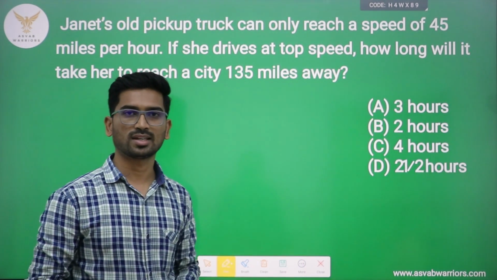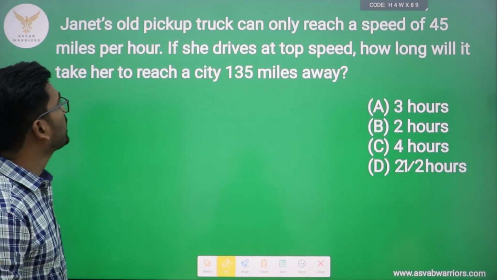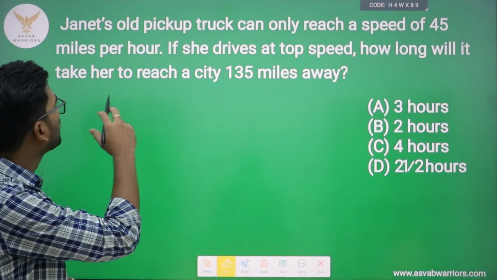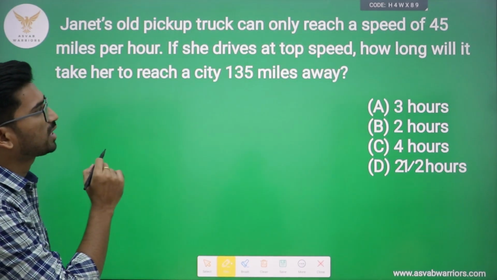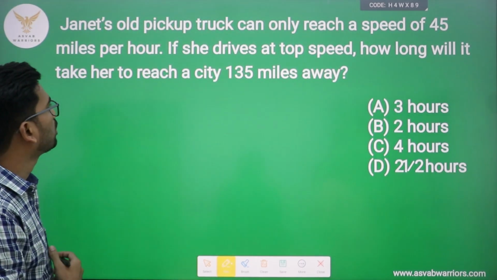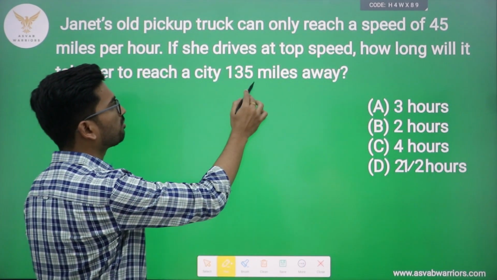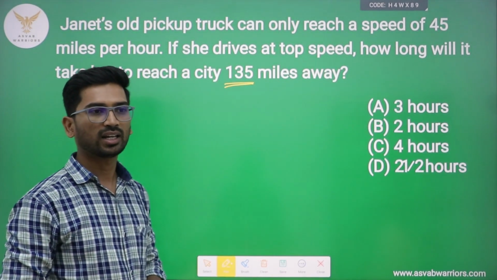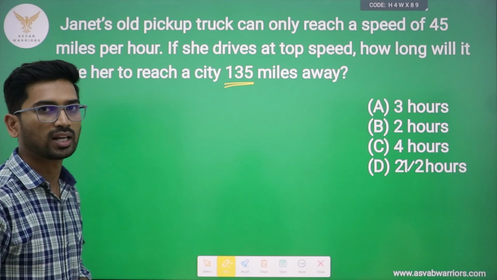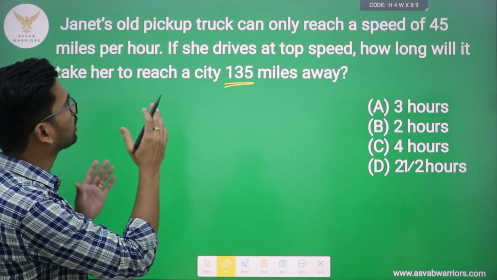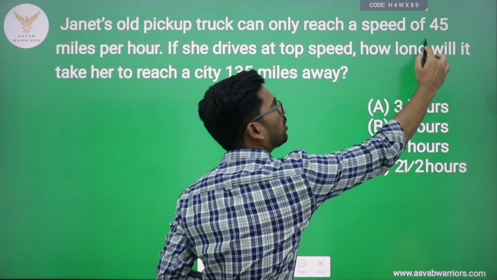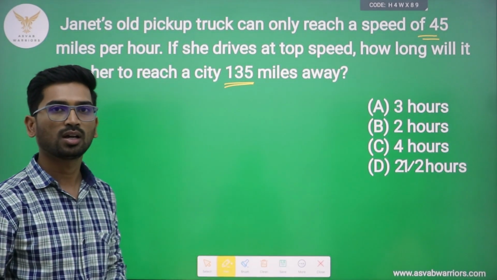So our next question says Janet's old pickup truck can only reach a speed of 45 miles per hour. If she drives at a top speed, how long will it take her to reach a city 135 miles away? Now this is the question of speed and time. Distance, speed and time. Now we have been given that there is Janet's old pickup truck which can reach the maximum speed of 45 miles per hour.